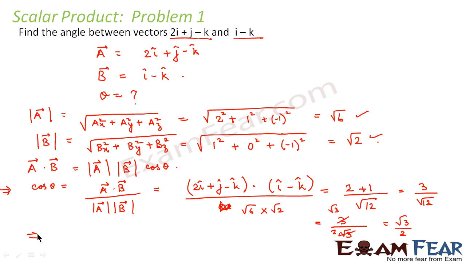So we found that cos theta is equal to root 3 by 2. Now what is root 3 by 2? Root 3 by 2 is nothing but cos 30 degree. Therefore we can say that theta is equal to 30 degree. Correct? So the value of theta is 30 degree. So all you need to know is how to find the dot product or the scalar product between two vectors. I hope it is clear to you now.